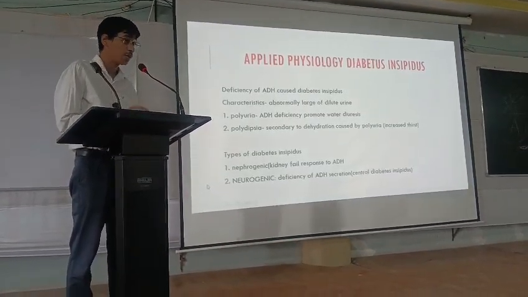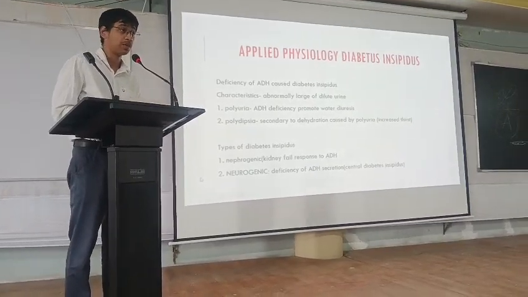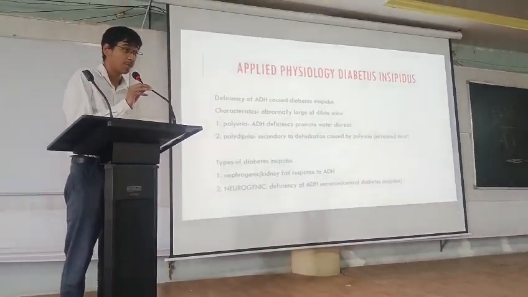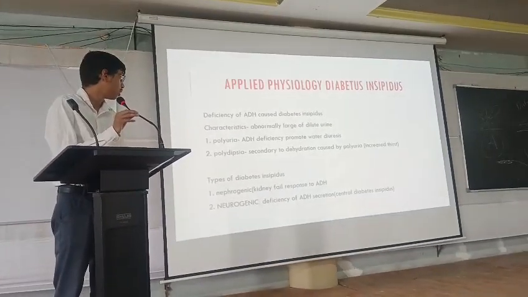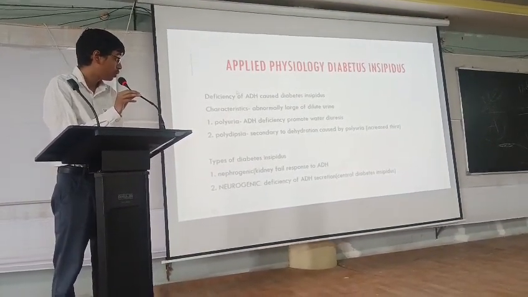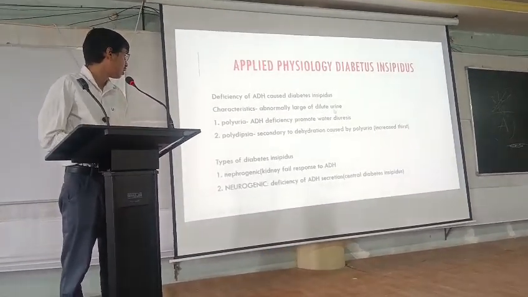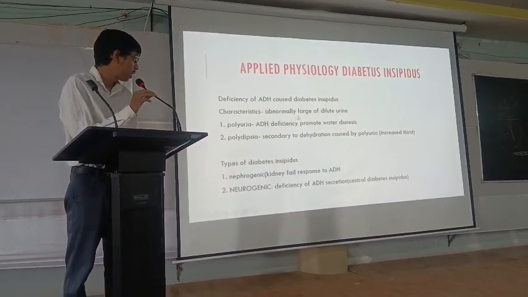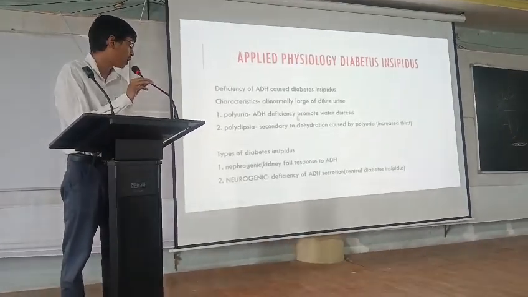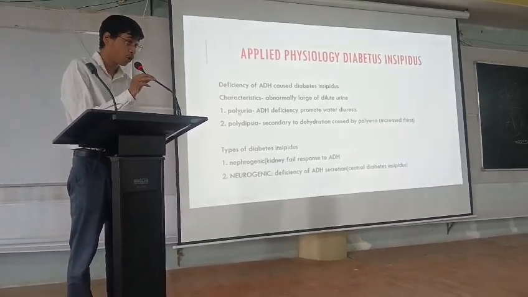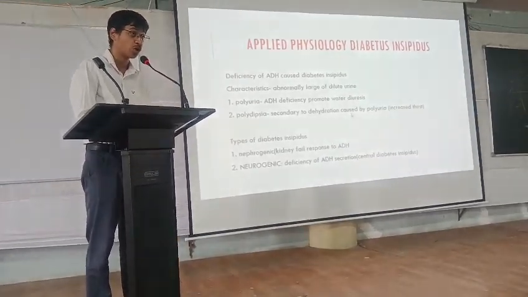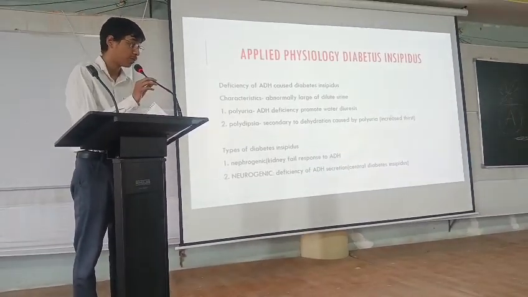Now coming to the applied physiology of diabetes insipidus, it is characterized by an abnormally large amount of excreted urine, and the other characteristic is polyuria. ADH deficiency promotes water diuresis, and coming to polydipsia, it is a secondary response to the first response, polyuria. It is increased thirst.